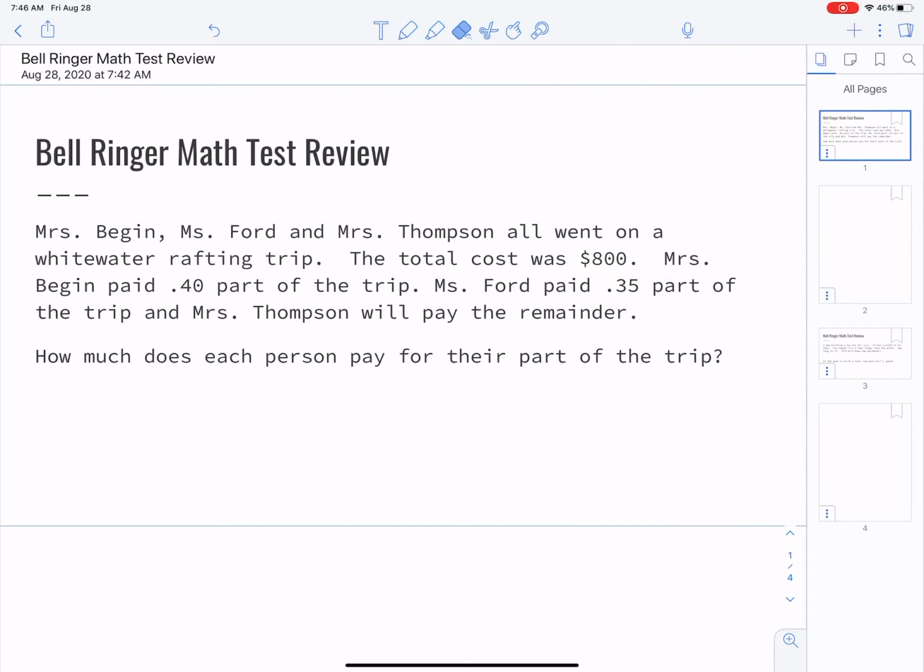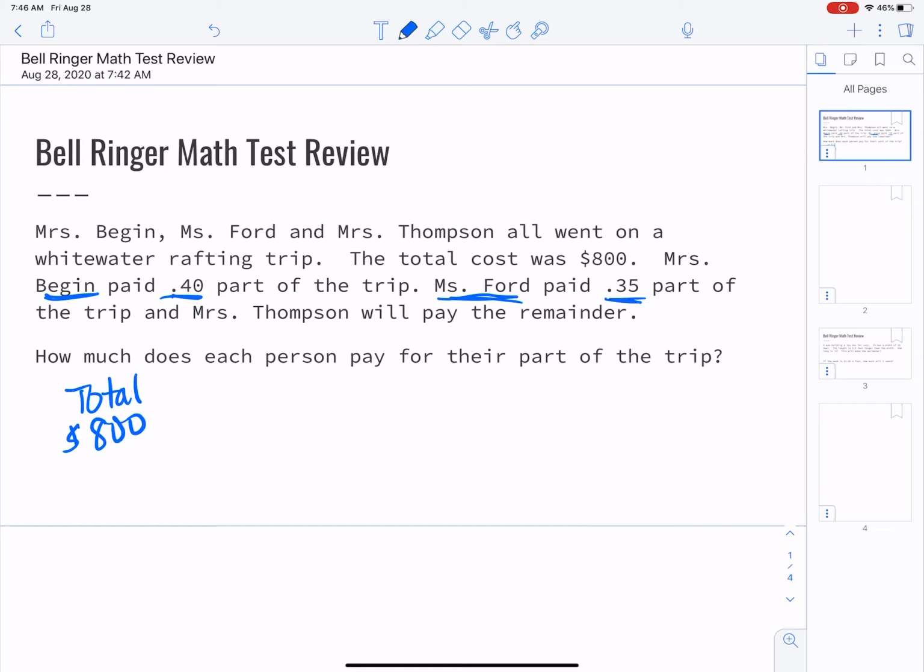All right, the first thing that we're going to talk about is that this refers to parts. So Miss Began, Miss Ford, Miss Thompson all went on a whitewater rafting trip. The total cost was $800. But each person paid for part of the trip, and that part is represented by a decimal, because we know that a decimal is a part. Miss Thompson pays the rest.